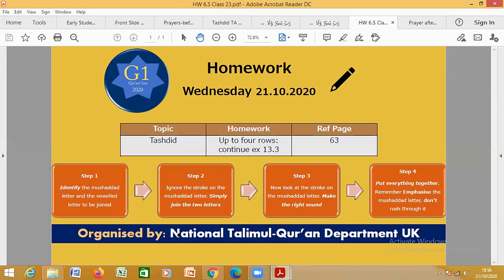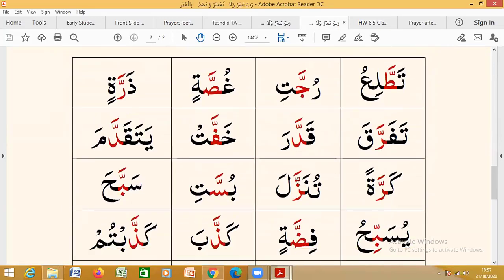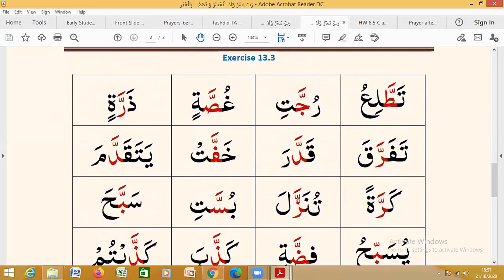So your homework for today's class is to again practice the rule of tashdid, and the homework is to practice up to 4 rows of exercise 13.3. Okay, so this is the same homework that was set yesterday. So wherever you ended up in yesterday's homework, please carry on from there and read up to 4 rows of exercise 13.3. Okay, so that's this exercise over here, 4 rows of this exercise.